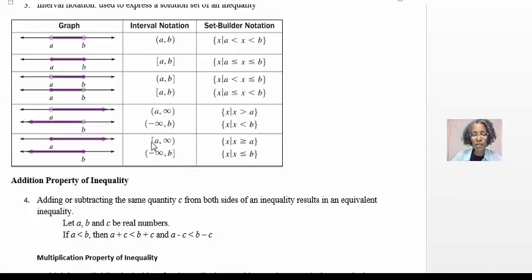Indefinite movement to the right, indicated with the positive infinity symbol. Indefinite movement to the left, indicated with a negative infinity. And notice these infinity symbols are always enclosed in interval notation with parenthesis. Negative infinity is always to the left of the interval. Positive infinity is always to the right of the interval. And here, because we're including the endpoints, this is the set of all x such that x is greater than or equal to A. This is the set of all x such that x is less than or equal to B.